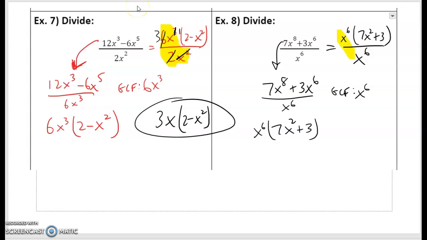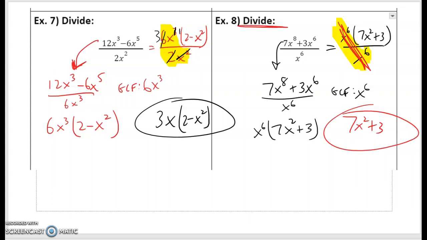The only thing you're allowed to cross out is on the outside here, or reduce, and the x to the 6 over x to the 6 completely cancels, and the answer is 7x squared plus 3. Nothing on the bottom, nothing out front. The circled is the final answer.